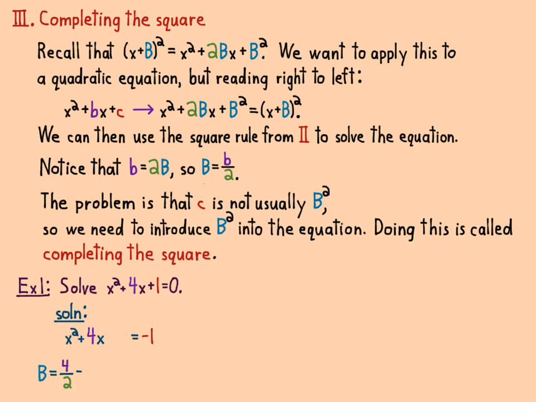Okay, then write down what b is. Now I just wrote 4 over 2 so you could see where it was coming from. I'm dividing the coefficient of the middle term by 2. And I get 2, obviously. So my big B is 2.